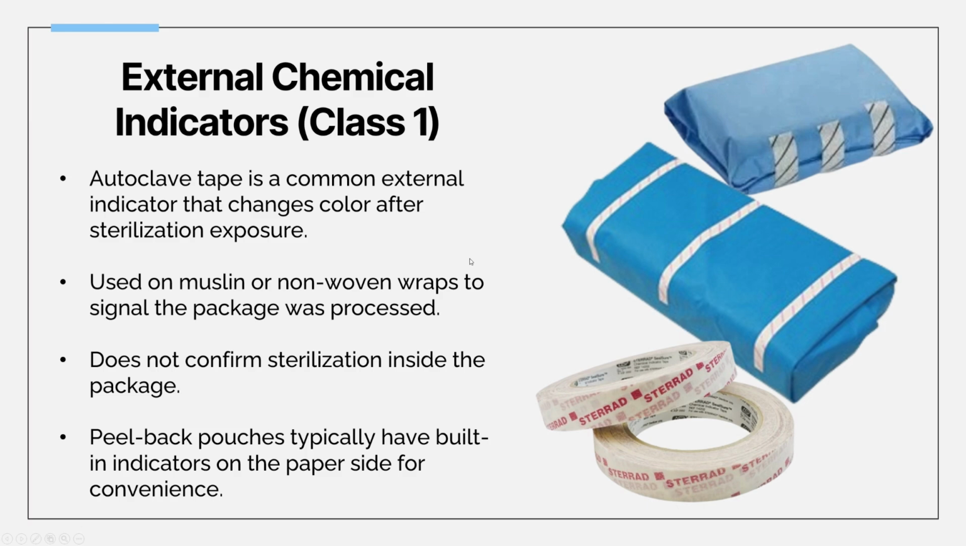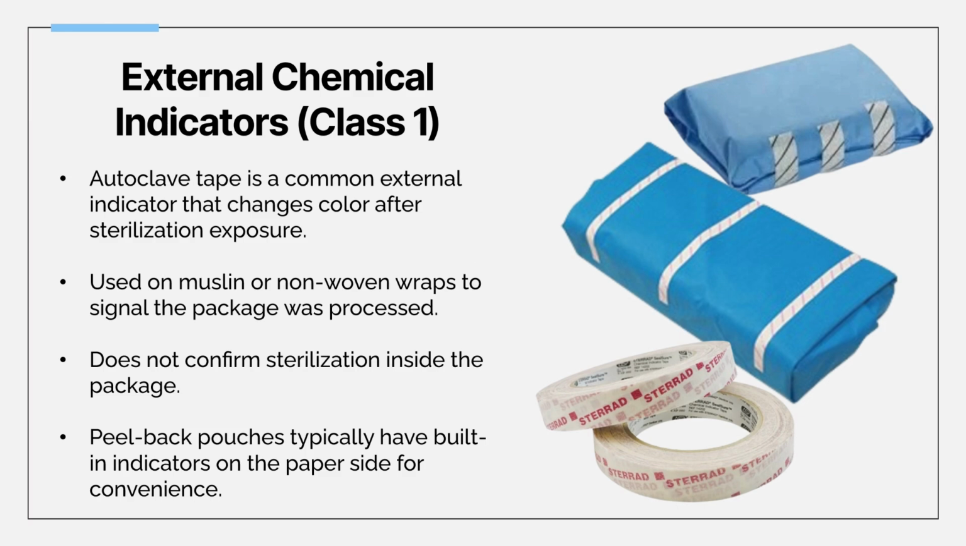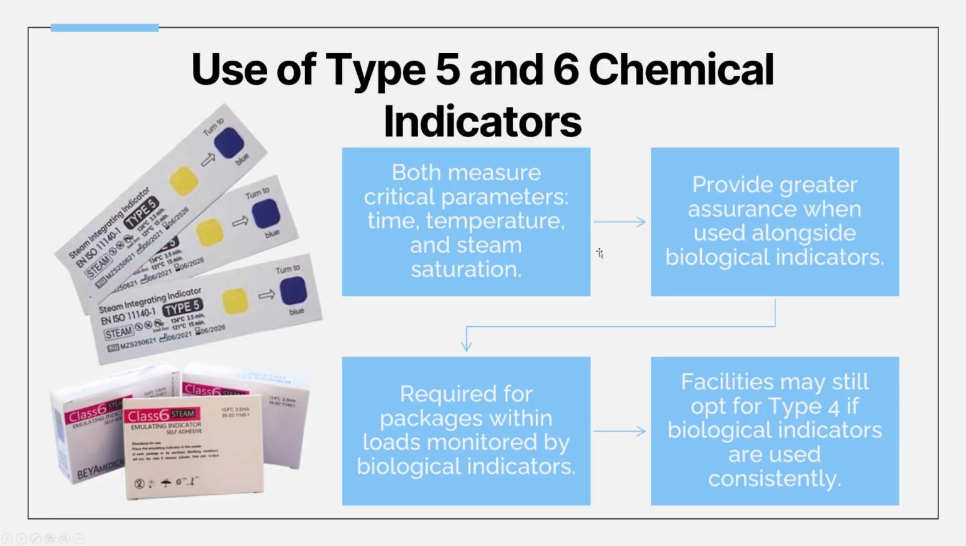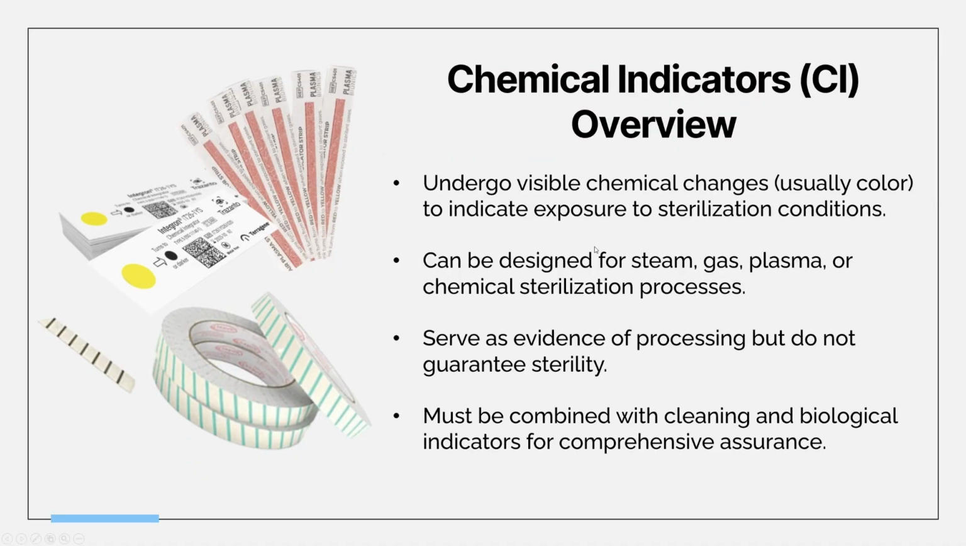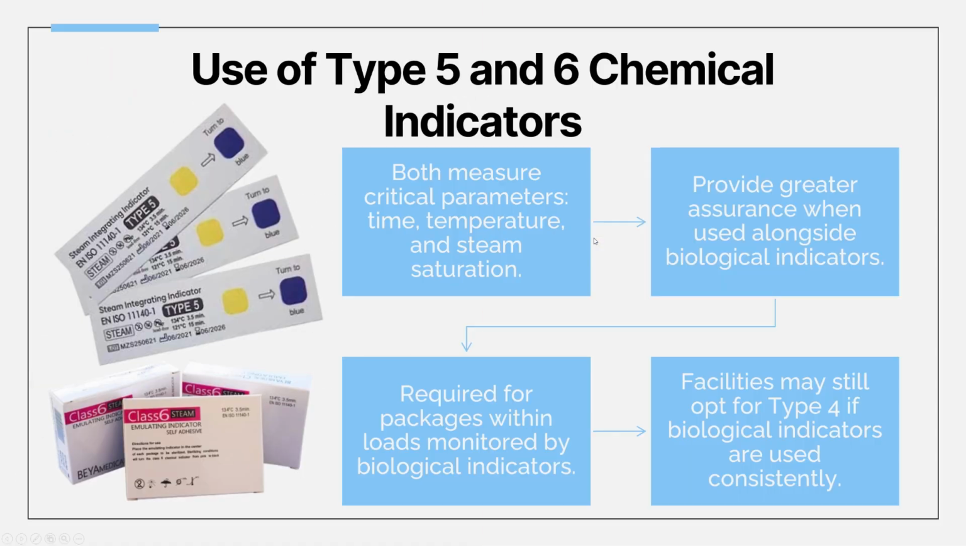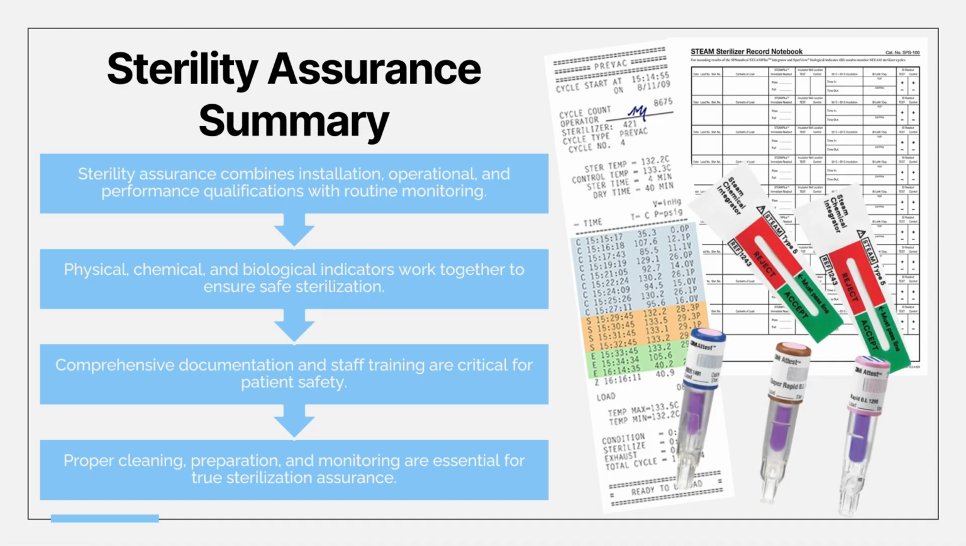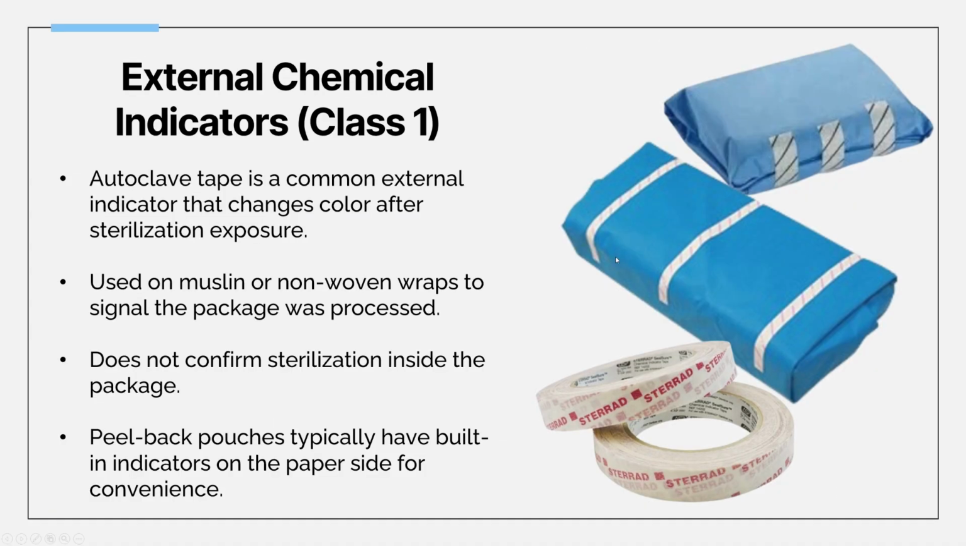So external chemical indicators, like we said, include autoclave tapes, which are used on the outside of packages, such as this. Even some peel packs actually have external chemical indicators. I didn't have a picture for it, but I will probably show it in class just to have an example.